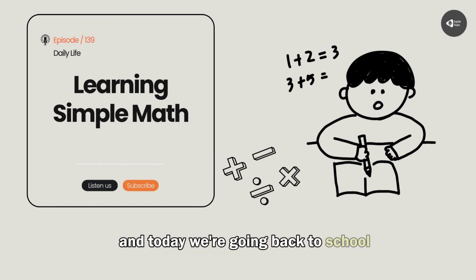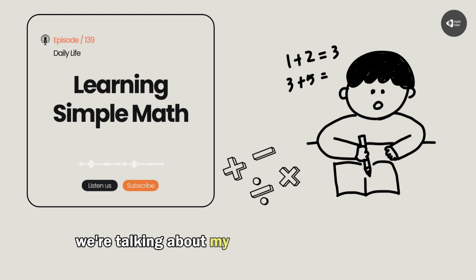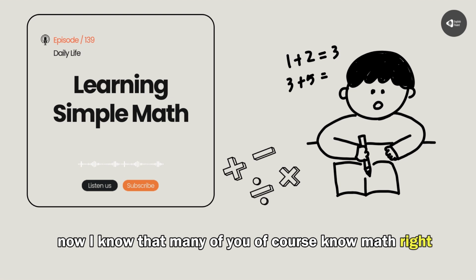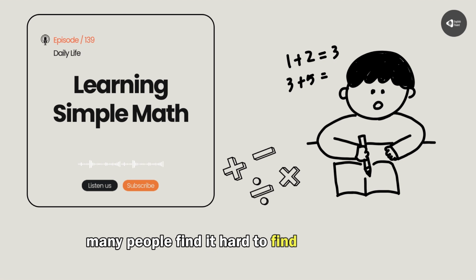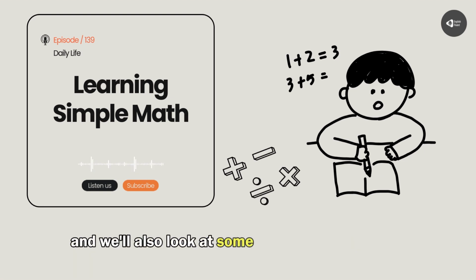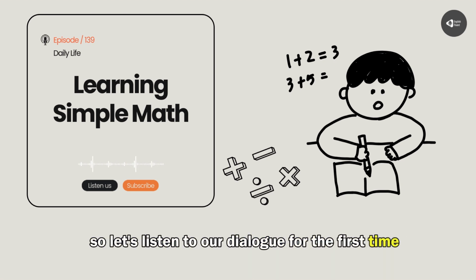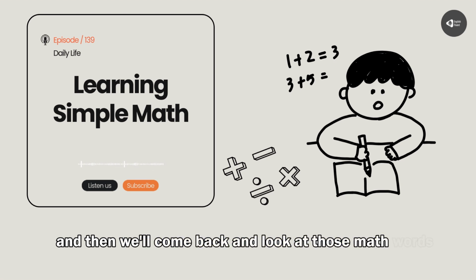And today we're going back to school. That's right. We're talking about my least favorite subject. That would be math. Okay, so we're going to be talking about math. Now, I know that many of you, of course, know math. But do you know the operations in English? Many people find it hard to find the right words to talk about math in English. So that's what we're going to be looking at today. And we'll also look at some names that you can call people who are really, really smart. So let's listen to our dialogue for the first time, and then we'll come back and look at those math words.